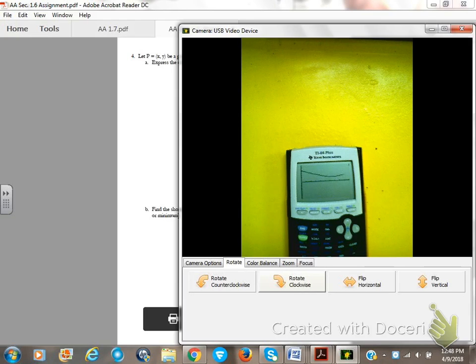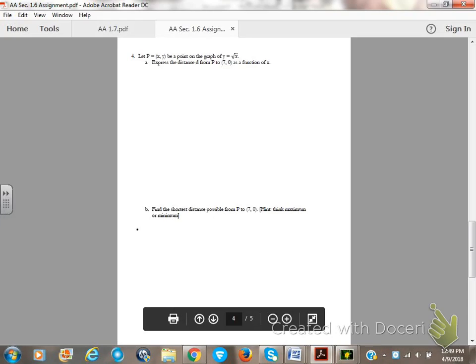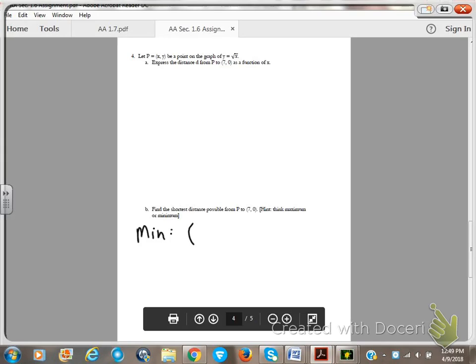We want the shortest distance possible. That sounds like a minimum happening right there. So second trace, 3. To the left of it. Now I'll go to the right. Gives me the ordered pair 6.5, comma 2.6. So our minimum happens at 6.5, comma 2.6.